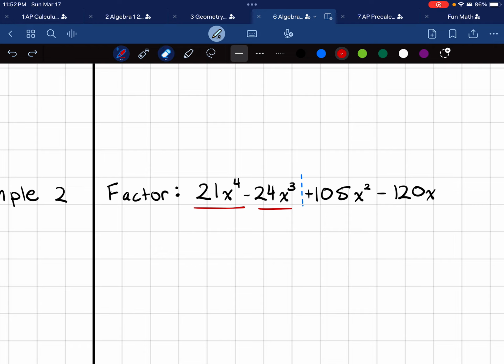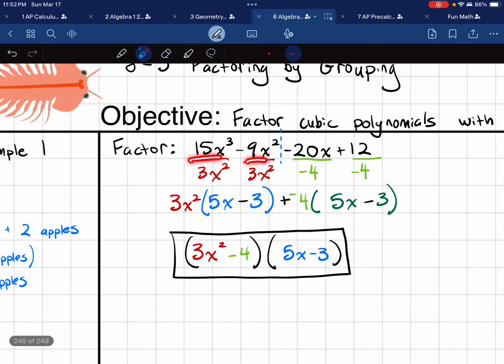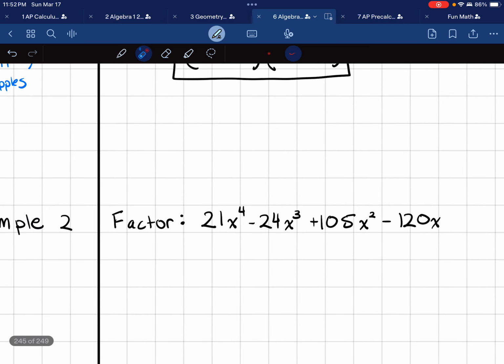Technically, even before I separate the problem into two, all 4 of these terms have a greatest common factor. Back up here, if I have 15, 9, 20, and 12, 20 cannot be divided by 3. All of these numbers can be divided by 3. None of these numbers can be divided, these numbers can be divided by x, but this one doesn't have an x. There were no greatest common factors for all 4 of these terms if I consider them all as a single problem. For these 4 terms, there is now a greatest common factor. I have to be careful here.